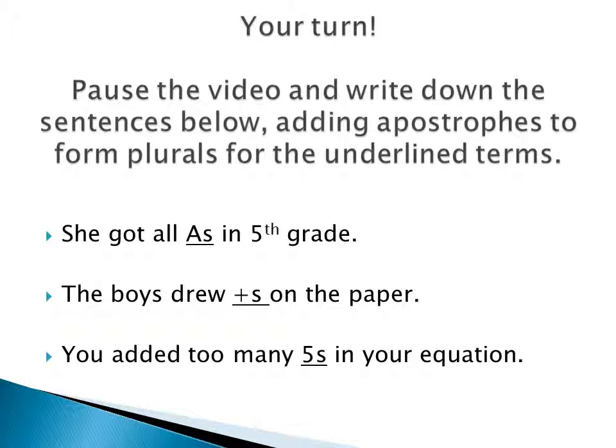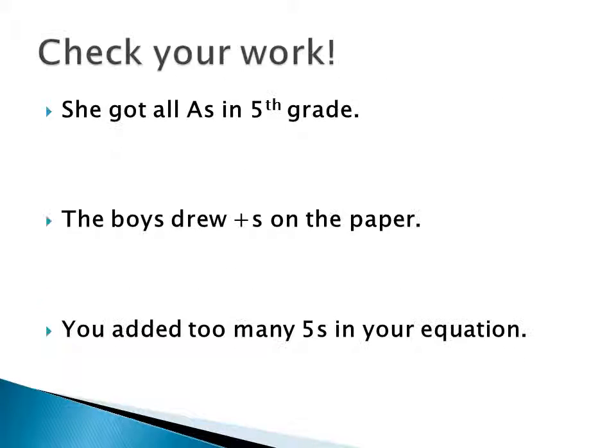Now it's your turn. Pause the video and write down the sentences below, adding apostrophes to form plurals for the underlined terms. All right, let's check your work. Sentence number 1 said, she got all As in 5th grade. You should have turned that to, she got all A's, with an A apostrophe S, in 5th grade.